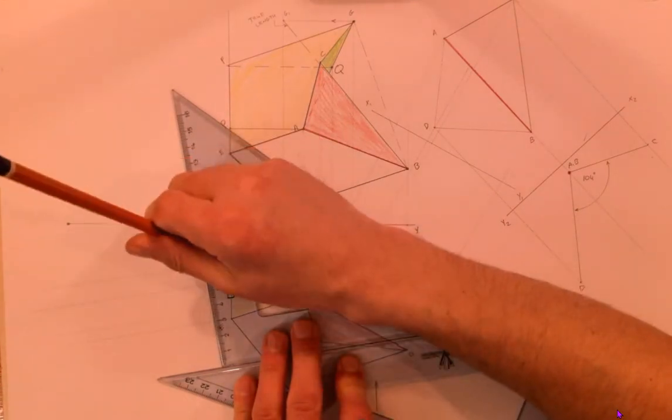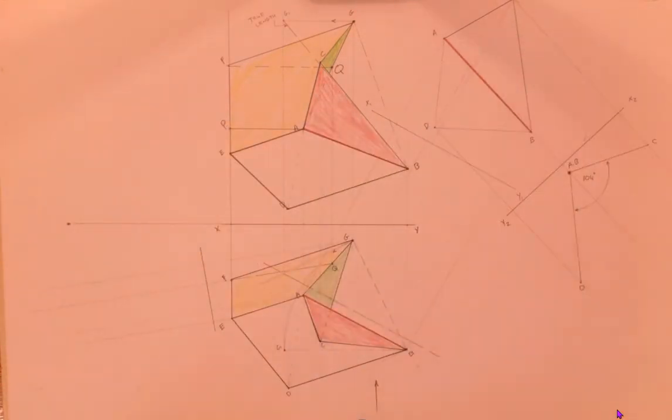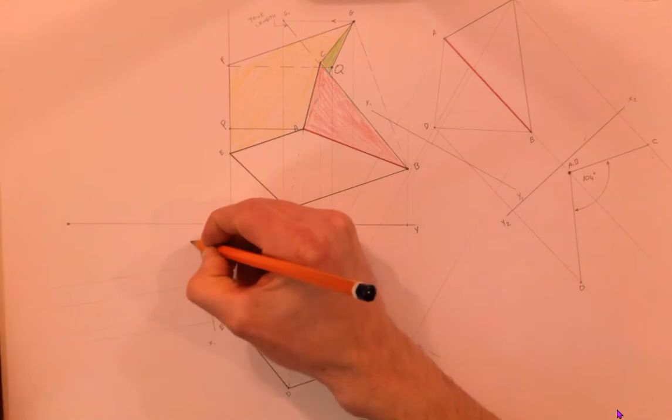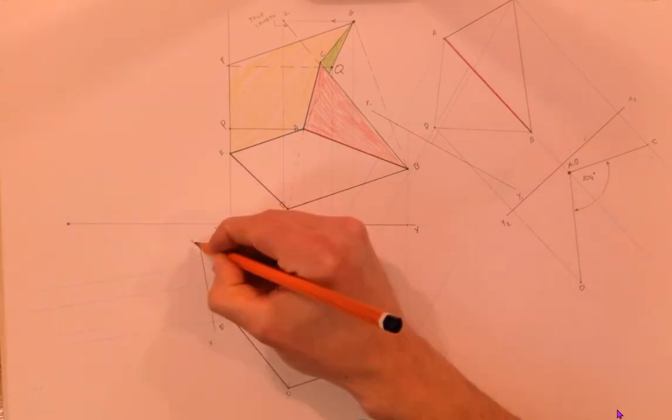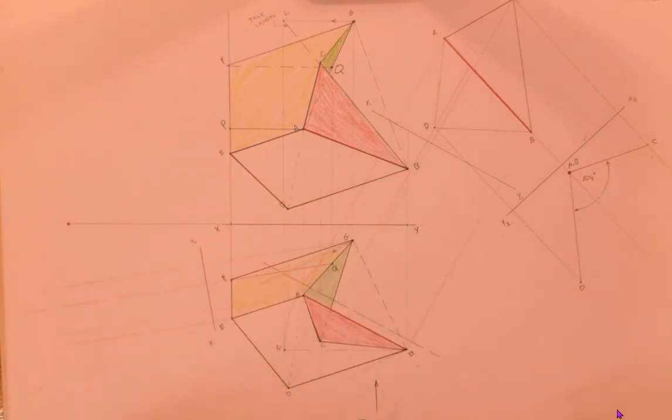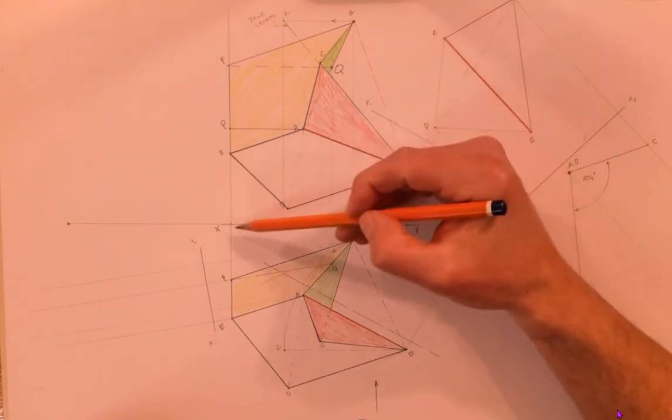XY line. And again, it's an X1, Y1 because it's an elevation I'm drawing. It's my first XY line that I'm drawing. Now, I can use a datum line here.